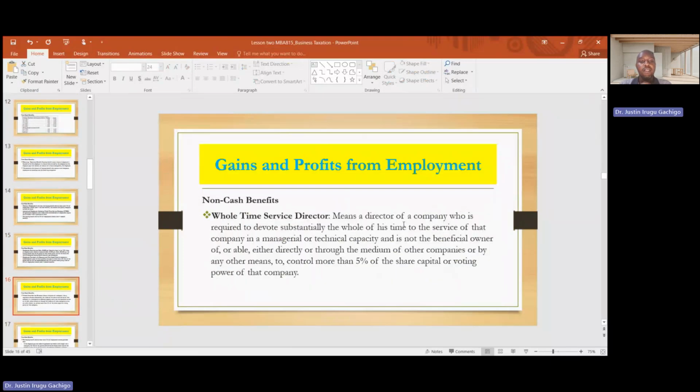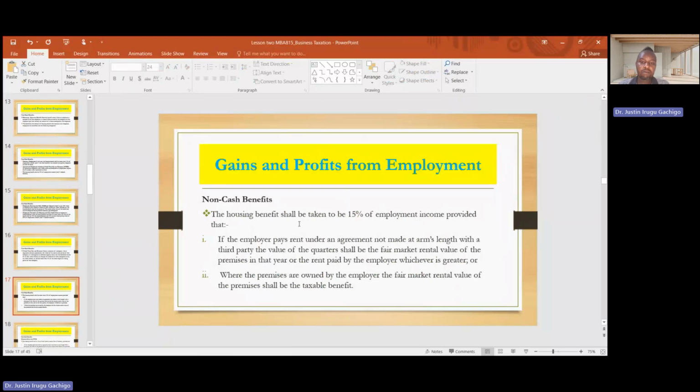Then we have the whole-time service director. This means a director of a company who is required to devote substantially the whole of his time to the service of that company in a managerial or technical capacity, and is not the beneficial owner of, or able, either directly or through the medium of other companies or by any other means, to control more than 5% of the shares or the voting power of that company. So that is what we refer to as a whole-time service director. You don't own shares in the company, or you own less than 5% of shares, and you spend most of your time there.